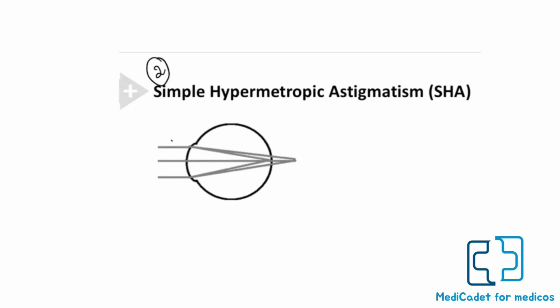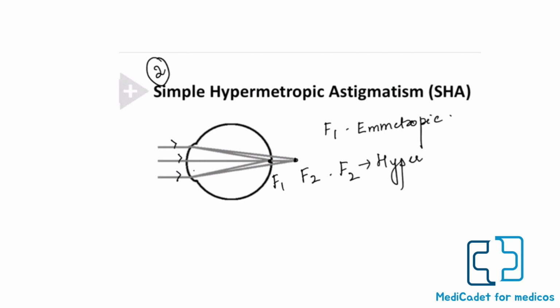Now here, the parallel rays, when they come in as a single bundle after refraction, see, they are meeting at 2 points, F1 and F2. Now, what is the status of F1? Once again, see, the meridian which is meeting at F1 is emmetropic because the light rays are meeting on the retina. Now, what do I say about F2? Yes, in F2, see, they are meeting behind the retina. So I will say that F2 is hypermetropic.